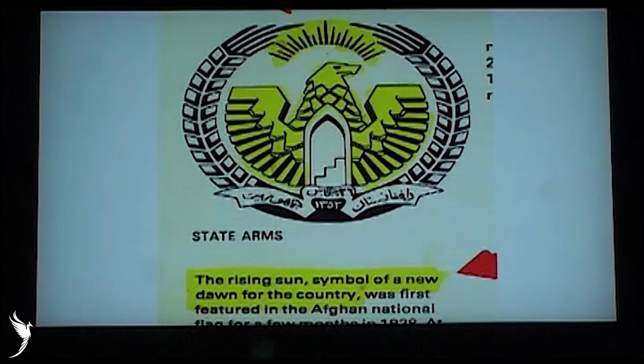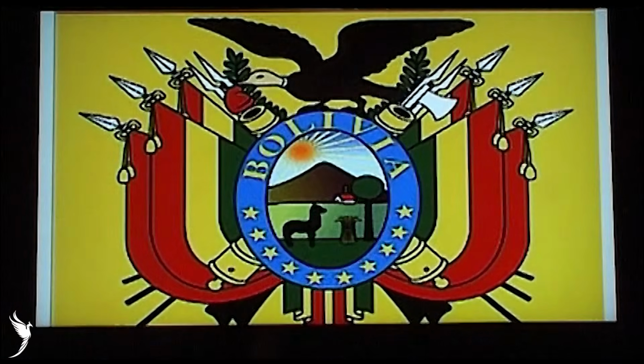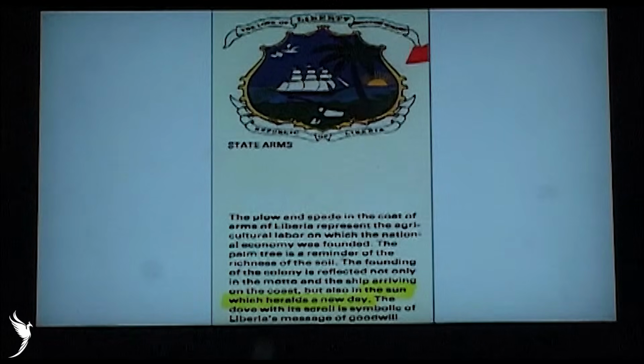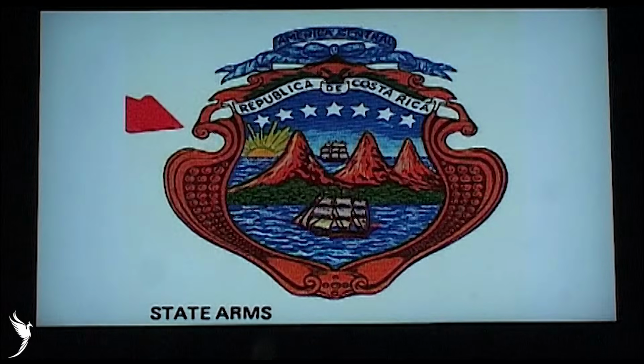And you'll see it in different communist states, the rising sun, the symbol of a new dawn for the country. Symbols in Bolivia, you'll see it in Liberia, the sun rising, and it says the sun which heralds the new day, communist symbol in Liberia. In Cuba, the sun rising. You'll see it in state arms, Costa Rica.